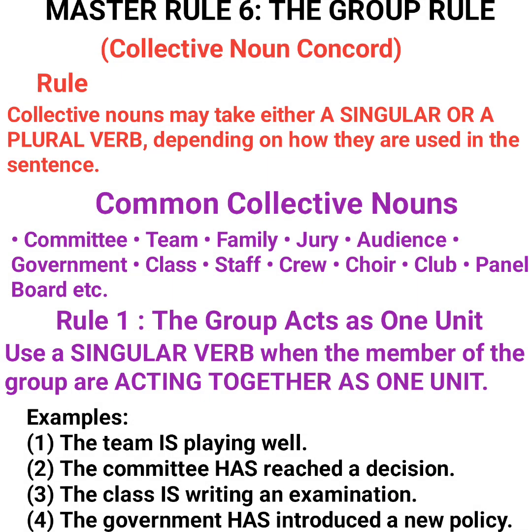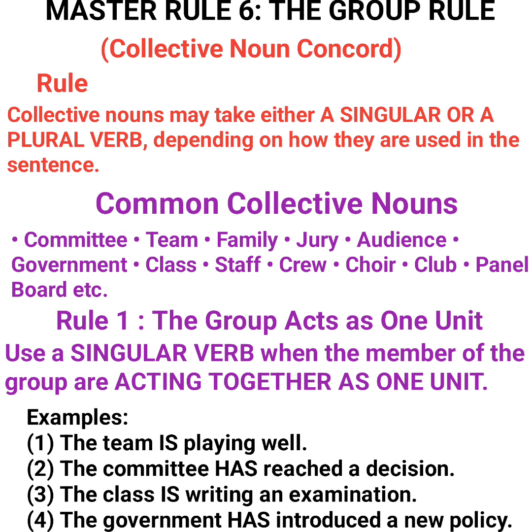The next master rule is Rule 6, which is the group rule, also called collective noun concord. The rule states: collective nouns may take either a singular or plural verb, depending on how they are used in a sentence. We have made the definition of collective noun known in our previous classes. These are examples of a collective noun: many entities or many individuals that come as a unit. For instance, a family consists of father, mother, children, and so on. They come together, they become one, and we call them family. Family is a collective noun. A collective noun can take a singular verb or a plural verb.